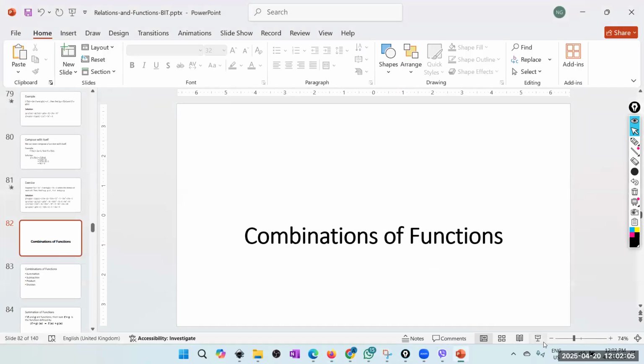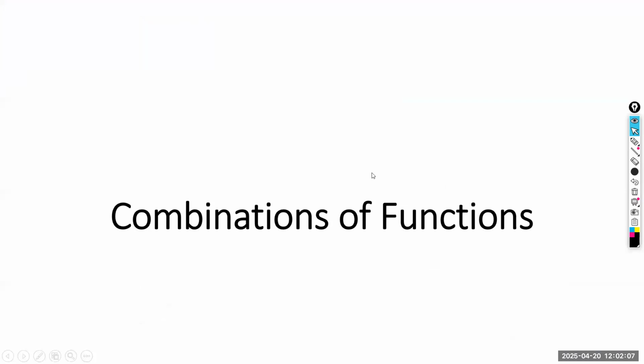Right. So now we move on to our next subtopic, combination of functions.